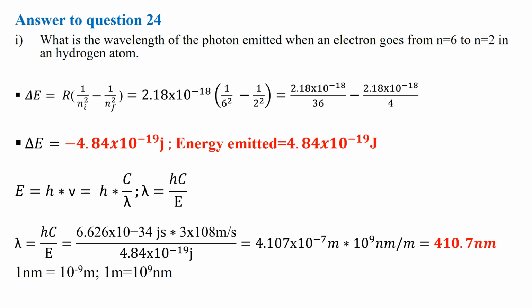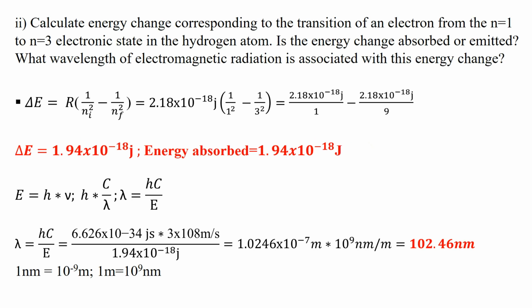Let's move to the second sub-question of question 24. The second sub-question is asking: calculate the energy change corresponding to the transition of an electron from n equal to 1 to n equal to 3. So the n initial is 1 and the n final is 3. It's simple. We calculate the energy change using the formula and we get 1.94 times 10 power negative 18 joule.